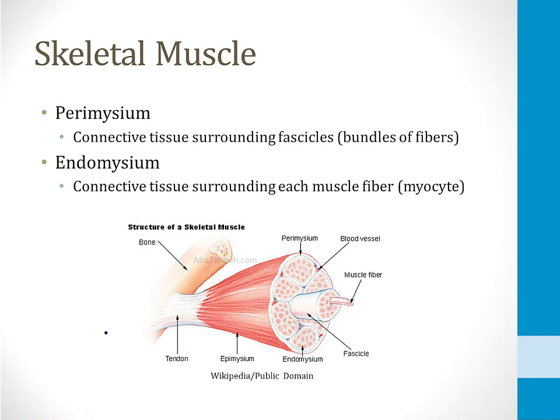To understand the biopsy findings in polymyositis and dermatomyositis, we need to review a little bit of the terminology of skeletal muscle tissue. So if you look at this picture on the screen here, we've got a bone, and then we've got a tendon, and then we've got a skeletal muscle here.